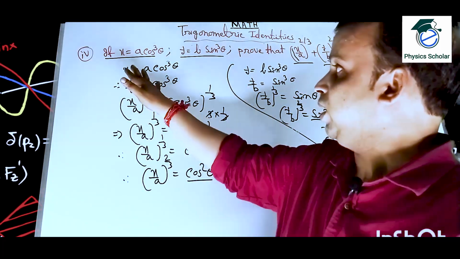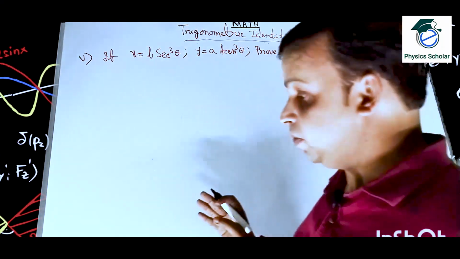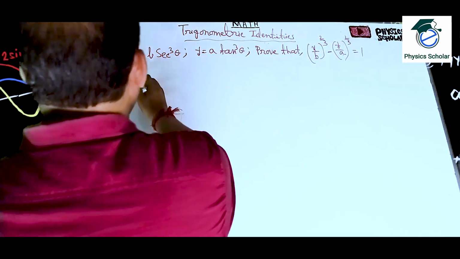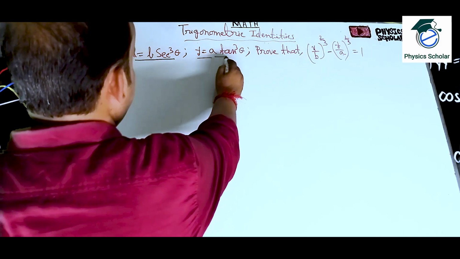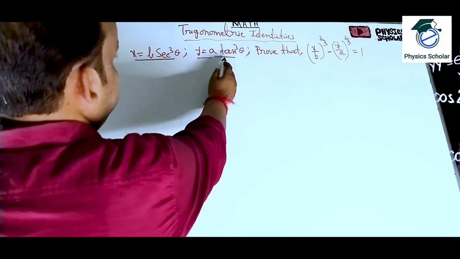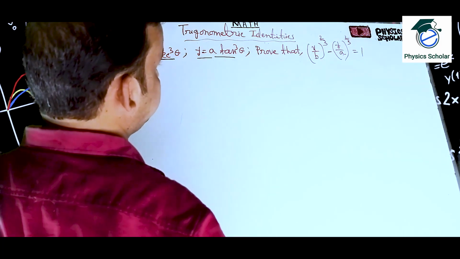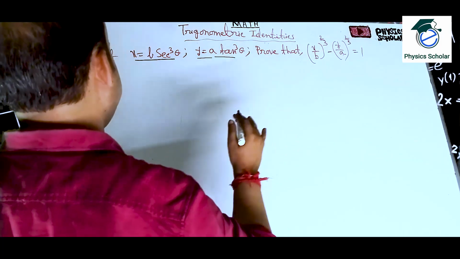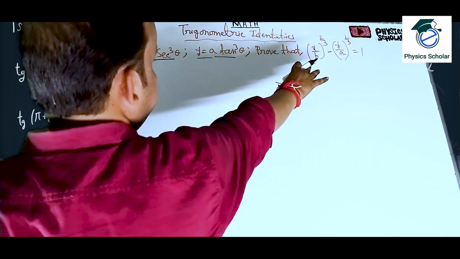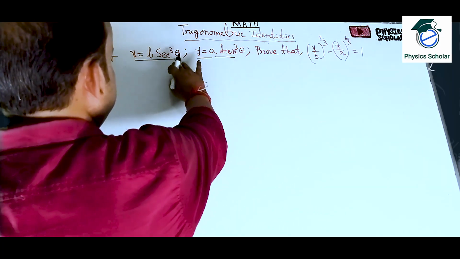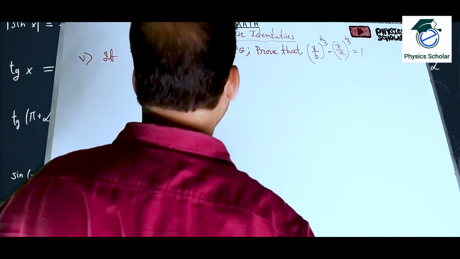Now let us move to the sum number 5. Okay students, now let us move to the sum number 5. So what is sum number 5? If x is equal to b sec cube theta and y is equal to a tan cube theta, then we have to prove x by b whole to the power 2/3 minus y by a whole to the power 2/3. Just like the previous sum, but in the previous sum it was plus, here it is minus, and here it is in terms of sec and tan, and in the previous sum it was in terms of sin and cos.